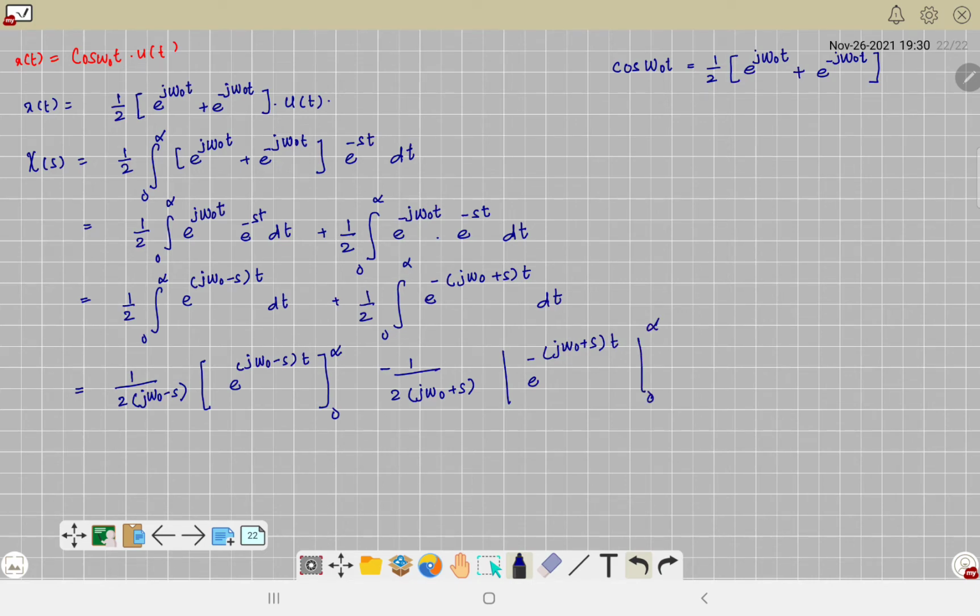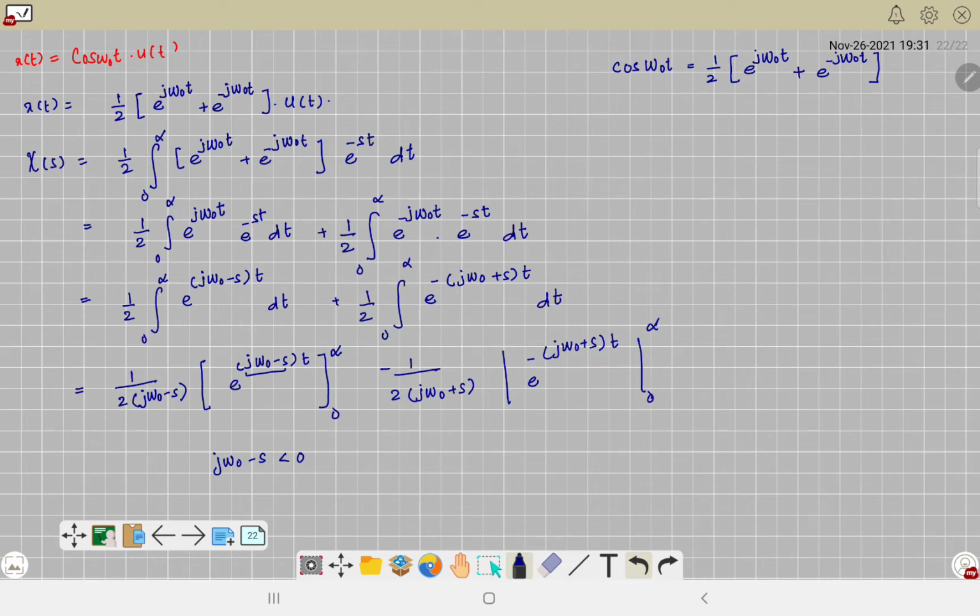Now again, there is the same thing, that when we apply the limits to this exponential factor, it should be 0. Now here this thing, that is j omega naught minus s, should be less than 0.